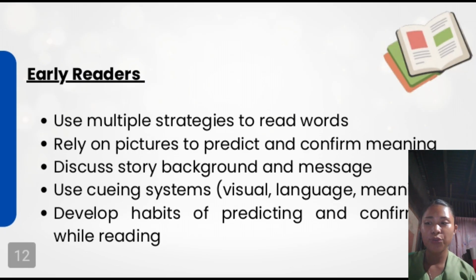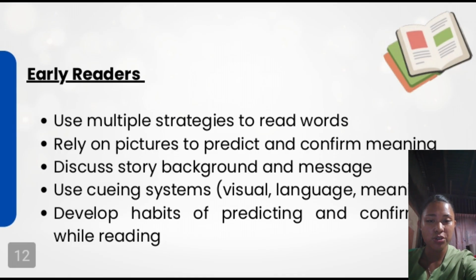Now, let's proceed to early readers. For early readers: use multiple strategies to read words, rely on pictures to predict and confirm meaning, discuss story, background, and message, use cueing systems like visual, language, and meaning, and develop habits of predicting and confirming while reading. So early readers are beginning to read on their own, but they still rely on support.